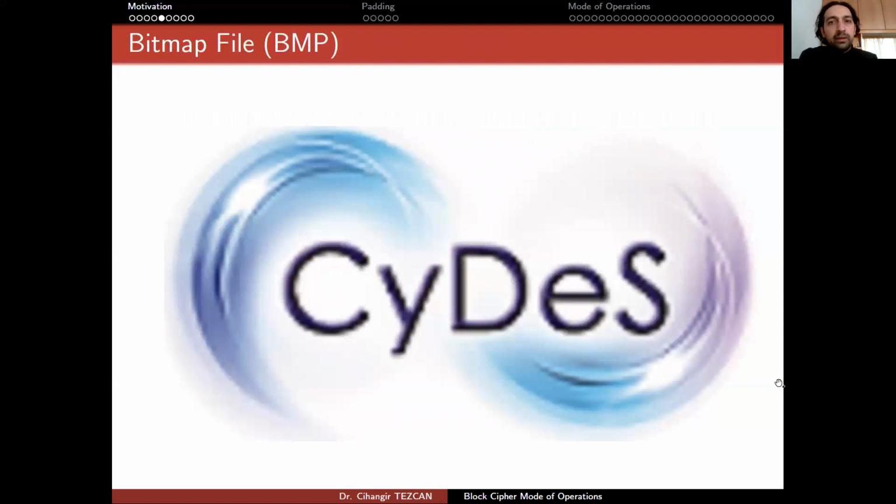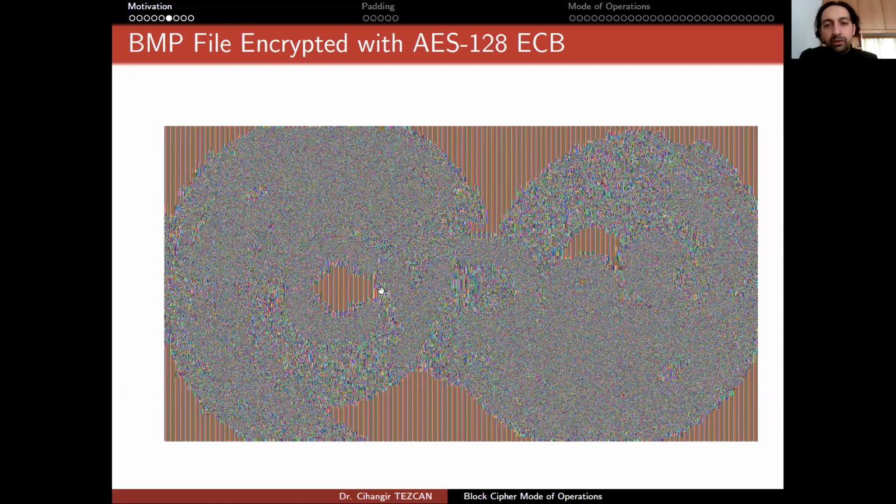Another example is the logo of our laboratory. This is a cyber defense and security laboratory in our department. As you can see, this picture, I deliberately chose a low quality picture, but you will see that the whites around here will be visible after you encrypt the file. You can even see the CIDES word here if you look closely, but you can also see that this was a logo and these are the empty places. So this is our motivation. Normally people use this example in literature by using the logo of Linux, where you have a penguin, but I wanted to show it by using our university logo.